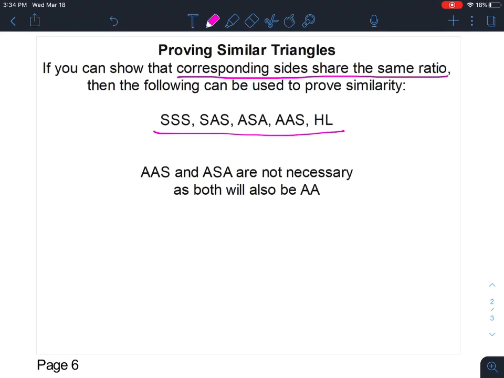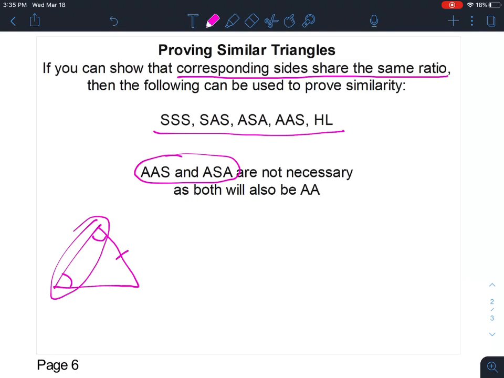Now, one thing you should be aware of, even though we've listed angle side angle and angle angle side, those actually are not necessary to prove that triangles are similar, because they both end up just being the angle angle postulate anyway. An example would be if I decide to do angle angle side, and I'm just going to use the congruent mark even though we're doing similar shapes. It turns out this side was unnecessary because we already have angle angle right there.